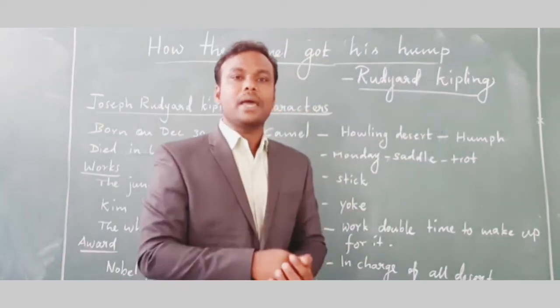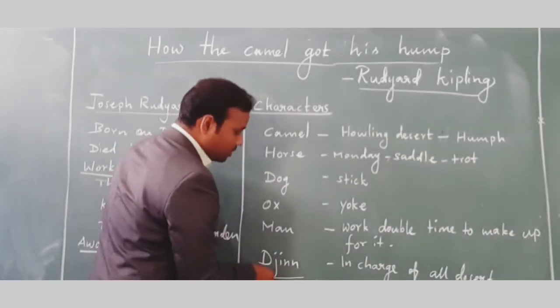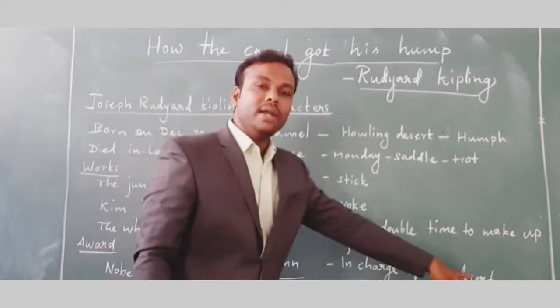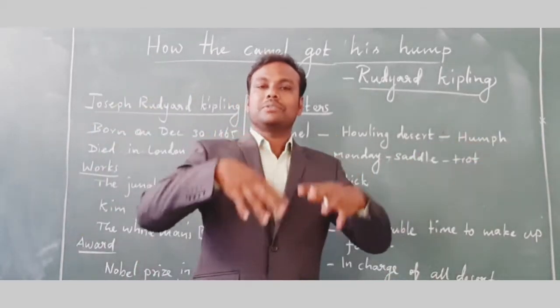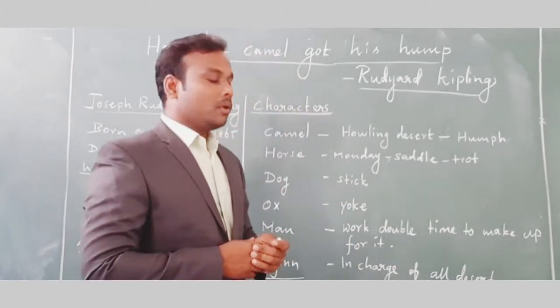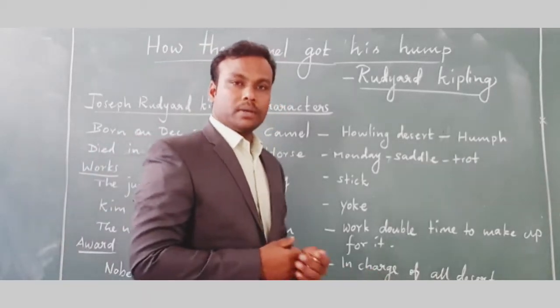So at that time, a jinn, you have to pronounce the word jinn, we call him a jinn. He is in charge of all the desert, like a God, the spirit. It's a good spirit, in charge of all the desert, and he arrived at this spot.